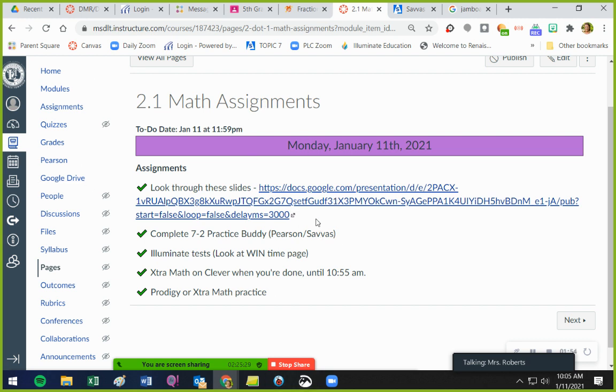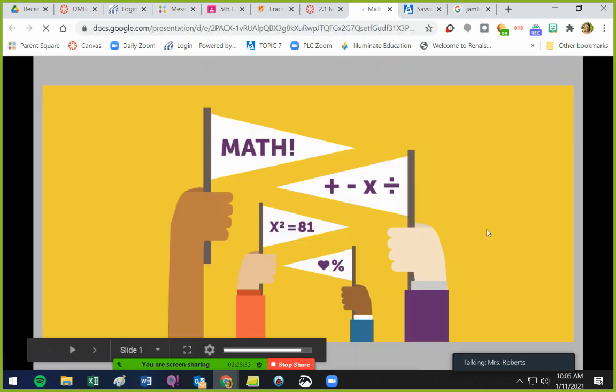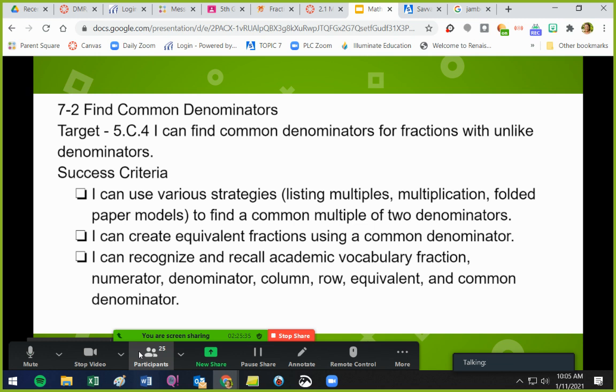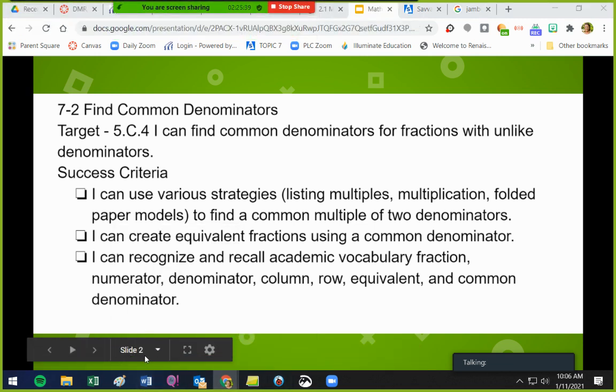Okay, all right. So let's move into our math lesson for today. Let me turn on the pointer. The way I'm doing it, I don't have the little slide thing. That's okay. All right, so here is our target for today.